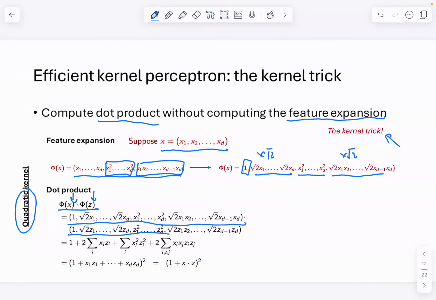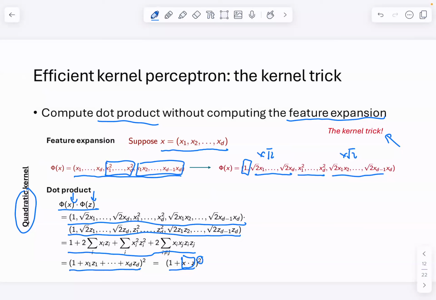This is the expression of the feature set of z, right? And if you actually do the dot product, you can find out this is equivalent to all these sum terms, right? And you can also simplify it further. You find that this can be grouped into just a square, right? Eventually you will find that it's equivalent to computing this thing. You only need to compute the original dot product plus 1, then do a square.